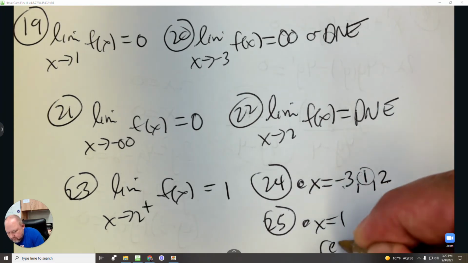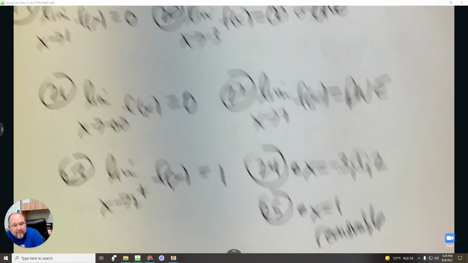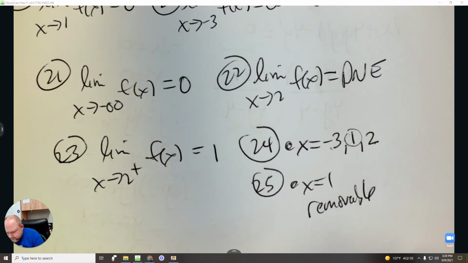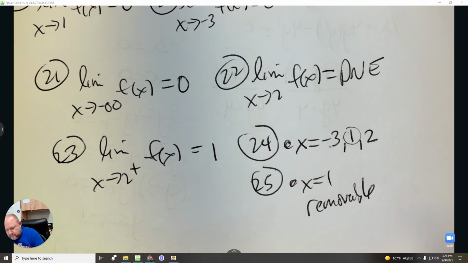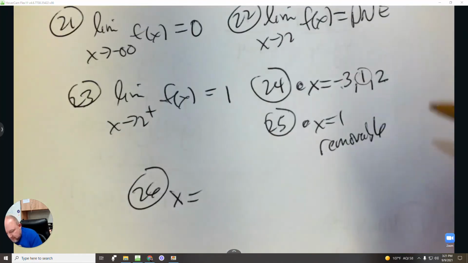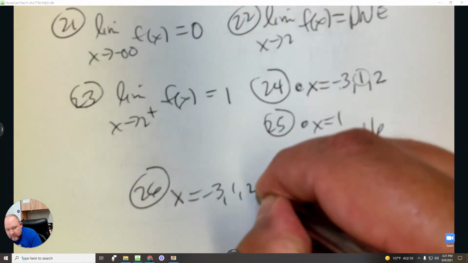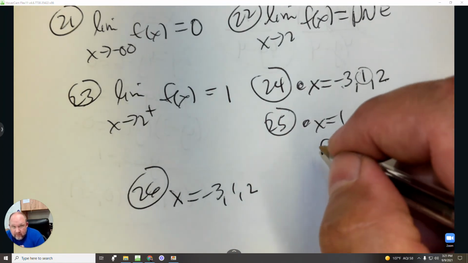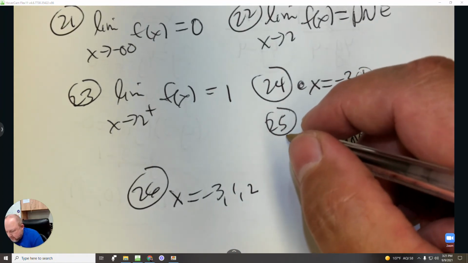So it's a removable discontinuity. Why? Because the limit exists there. 26. Where can you not take the derivative? So all the ones we just listed, negative 3, 1, and 2, those are the discontinuities. You can't have a derivative at a discontinuity.